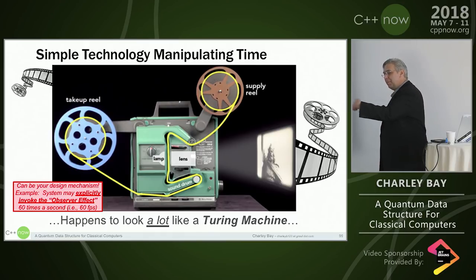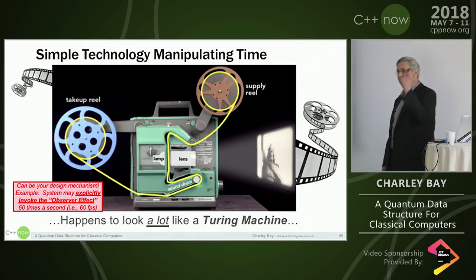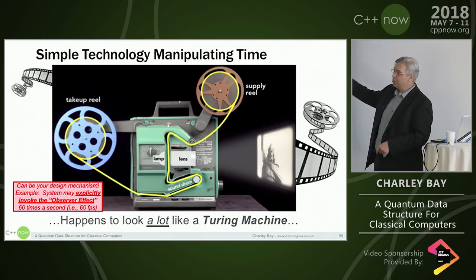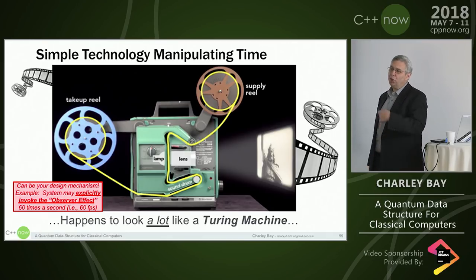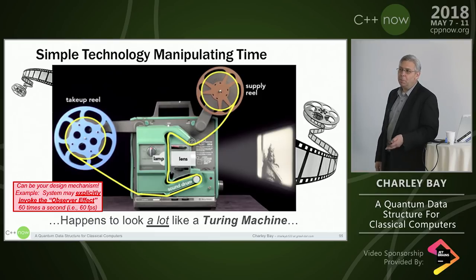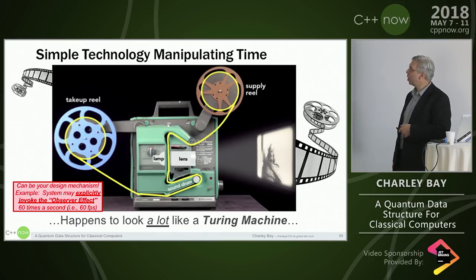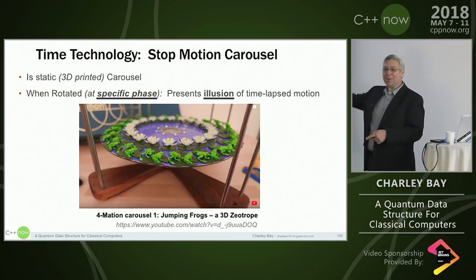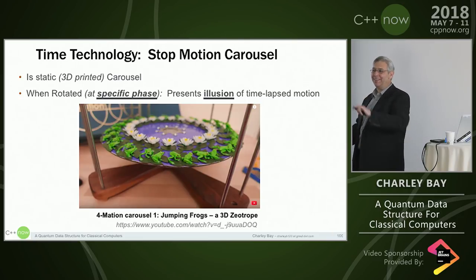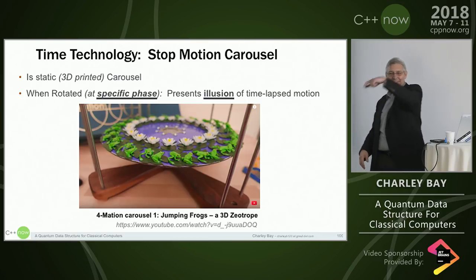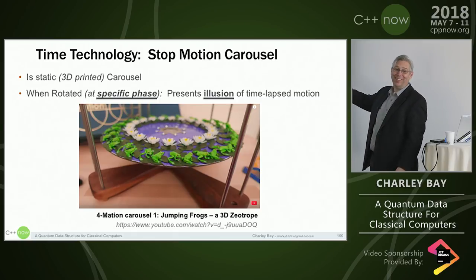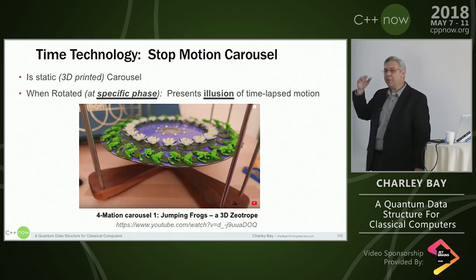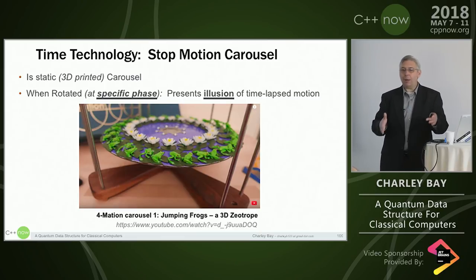I'll invoke the observer effect, 60 frames a second or 30 frames a second or whatever it is, because random access is possible, but we're used to sequential access, but we're familiar with random access, and we set up our data structures to allow that. This is really cool, so I had to put it in there. It's a piece of plastic, it's just 3D printed, and it's sitting there, but as you spin it at a certain phase, it's the jumping frog. The animation is way cool, so go look at that, but that would be another approximation. The frogs aren't jumping. It's a phased observation.